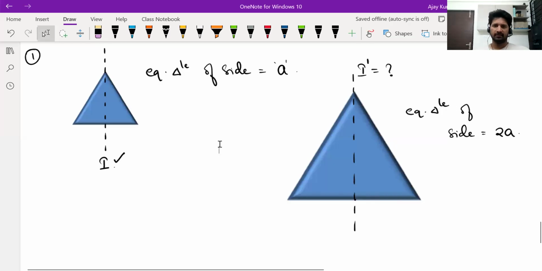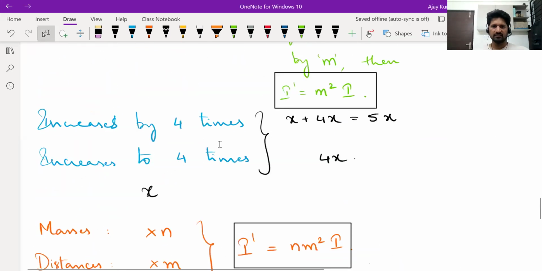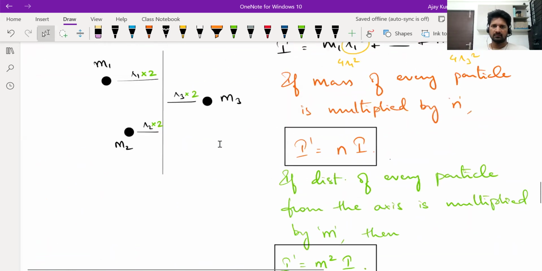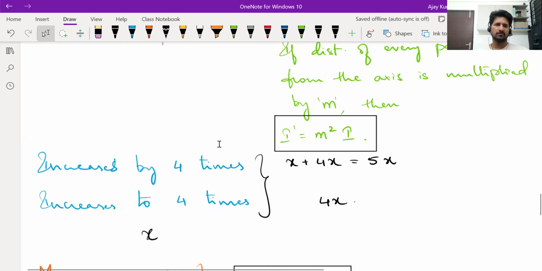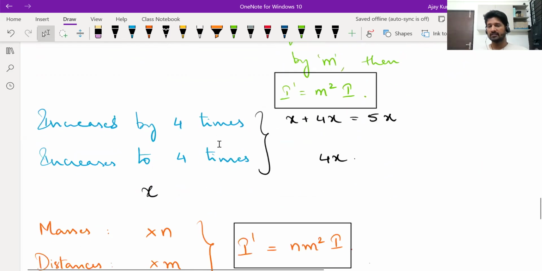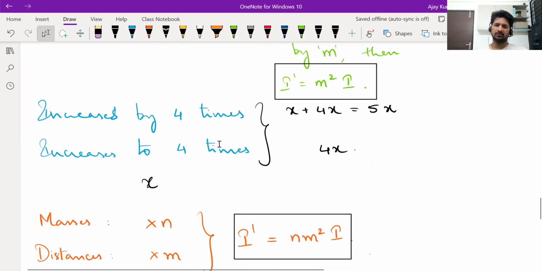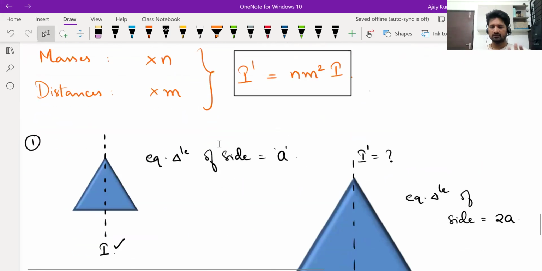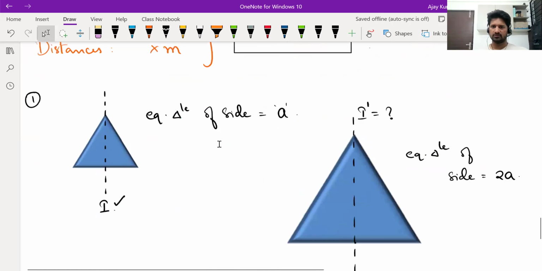Okay, I'll give you all a hint. You have to use the idea that we just discussed. If the mass of every particle is multiplied by a certain factor, moment of inertia gets multiplied by the same factor. If the distance of every particle is multiplied by a certain factor, moment of inertia gets multiplied by the square of that factor. And if both happen, it becomes n m square. Okay. So that idea has to be used in this problem.